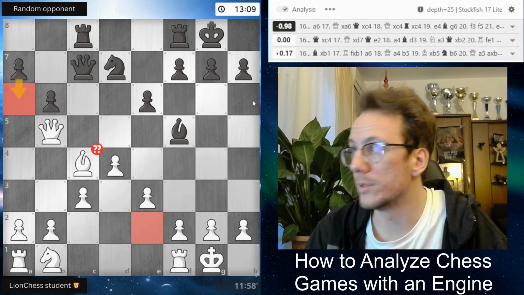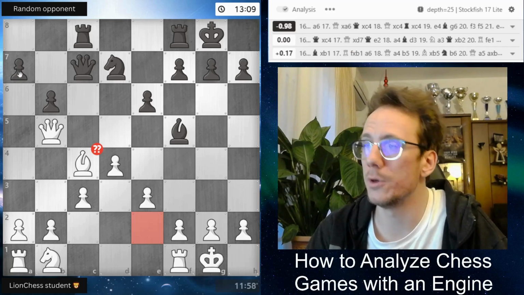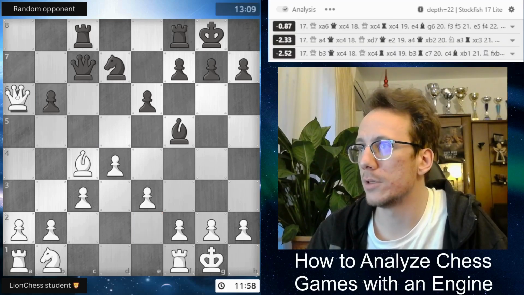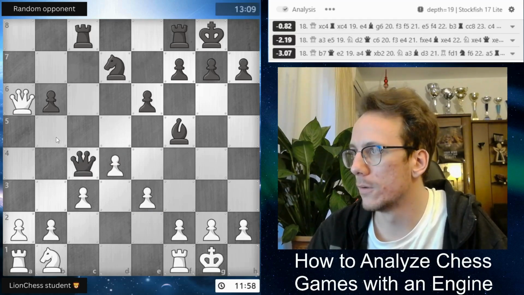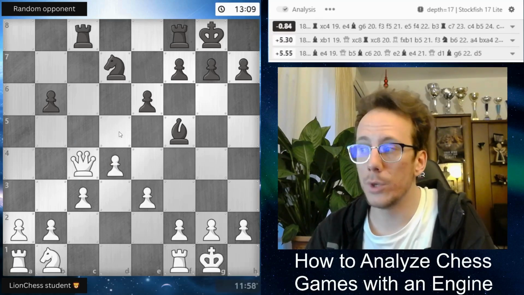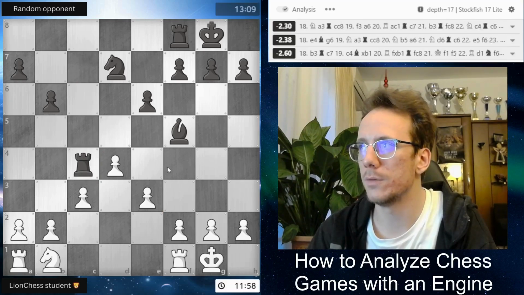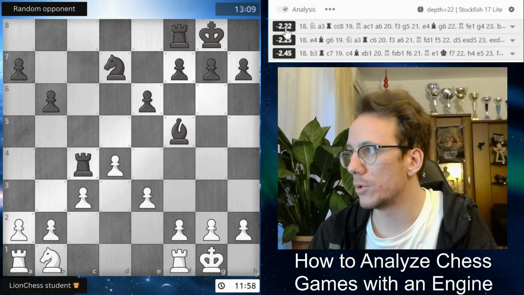a6 is for some reason slightly better. It's not a huge difference, but if you want, you can go explore it. So after a6, basically, we have to take, and then they take. And why is this slightly better as opposed to the other one? We can basically ask the engine. So we could say, oh, queen c4, rook c4. Why is this? Okay, this is also -2.